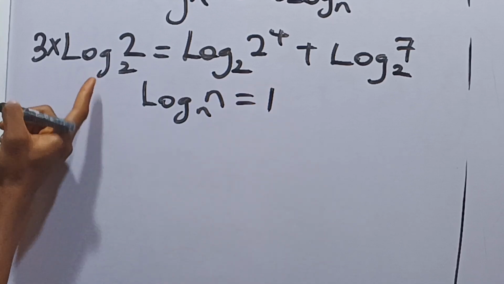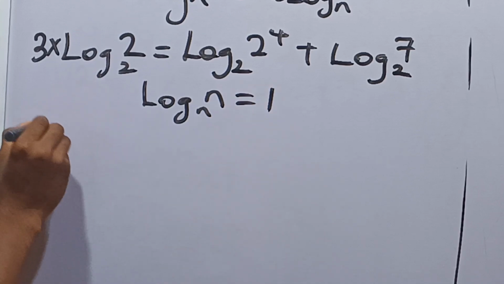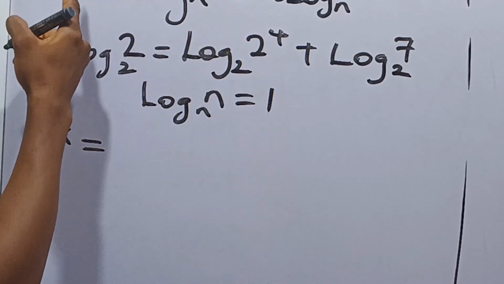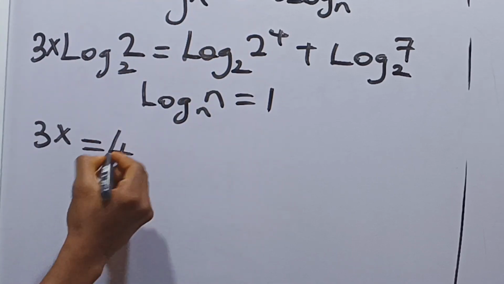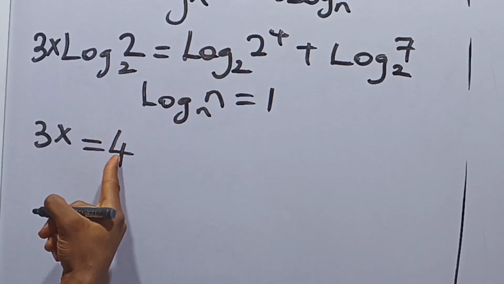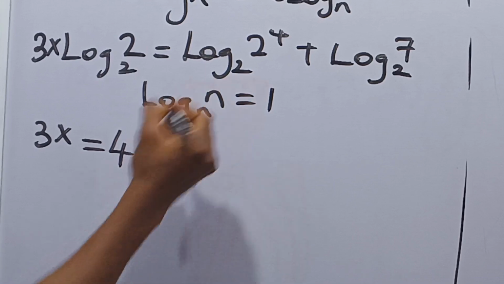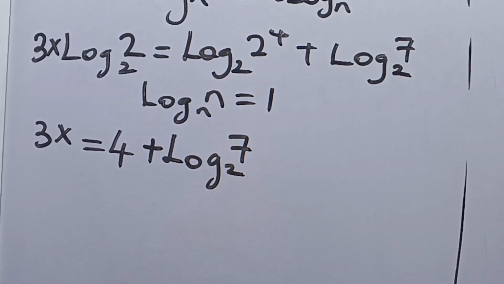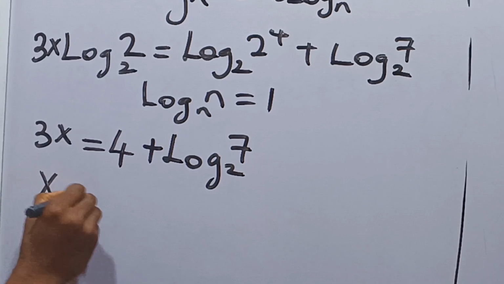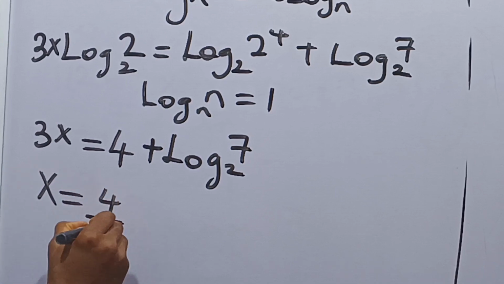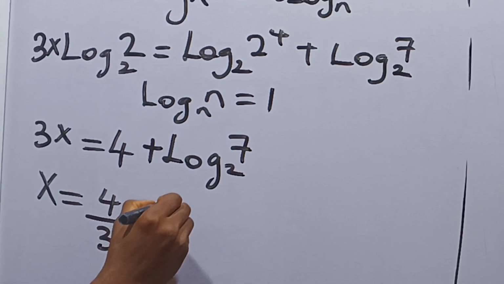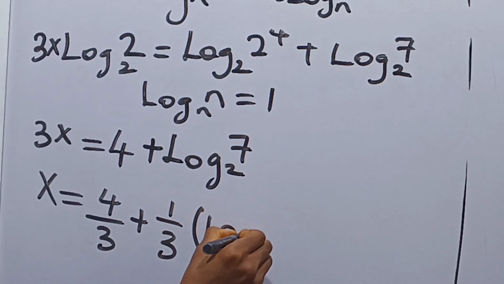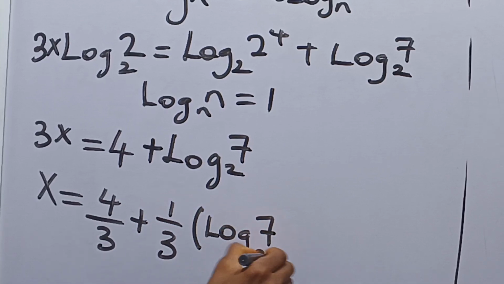Applying that law here, we have 3x equal to the same thing we did here: multiply 4 by the logarithm of 2 to base 2, which is 1. So 4 times 1 is 4, plus we bring down the logarithm of 7 to base 2. Now dividing both sides by 3, we have x equals 4 divided by 3 plus 1 over 3 times the logarithm of 7 to base 2.